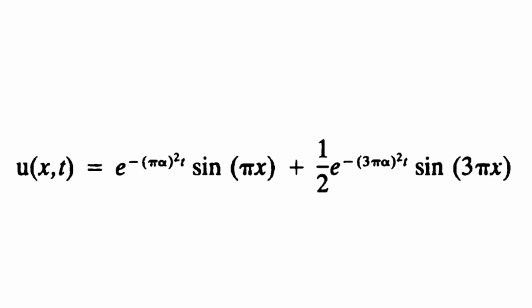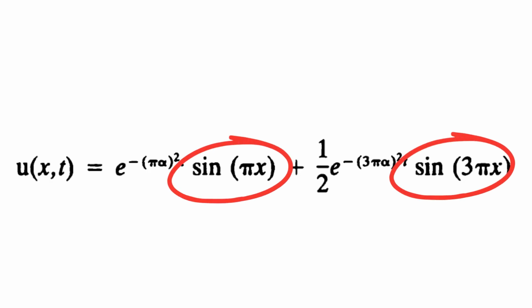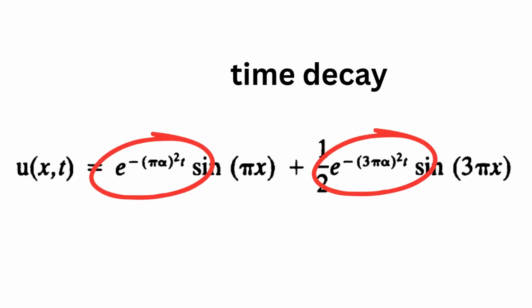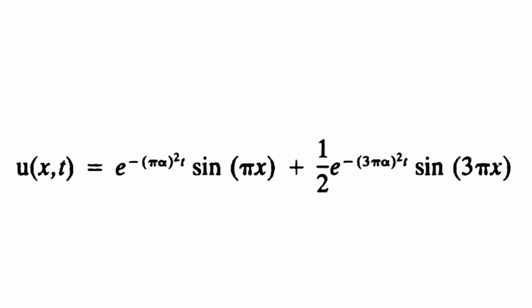This is the analytical solution for this particular problem. The sine functions describe the initial spatial distribution of the temperature, and the exponential terms describe how the system evolves over time. Notice that the exponential always decays. This means that every temperature difference gradually disappears, which is exactly what we expect physically. To make it easier to visualize, let's plot these functions.